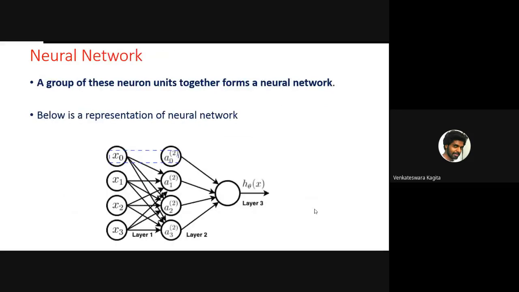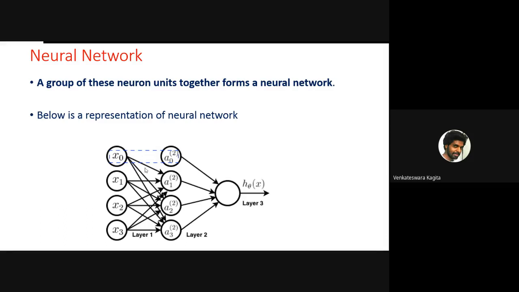What is a neural network then? We have seen a single artificial neuron. A group of these artificial neuron units together form a neural network. This is a simple neural network example in this figure. The input layer is x1, x2, x3. This x0 is equivalent to 1, and to add the bias term and have a common representation, we have added x0 here, which is a bias.